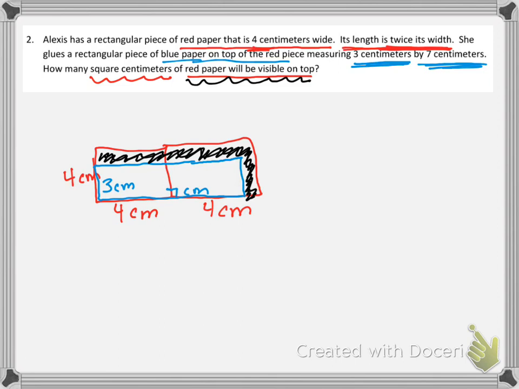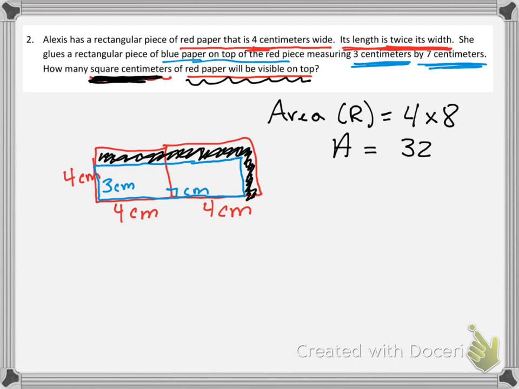Well, in order to do that, if you look back into the problem, it says square centimeters. And anytime we're talking about square centimeters, we're talking about area. So we need to find the area first of the red. So let's look at the area of the red. And the red, again, is over here, and this is going to be 4 centimeters times, when we had to make it twice its width, 8 centimeters. Okay, so A equals 4 times 8 is 32 centimeters squared, because we're talking about area.